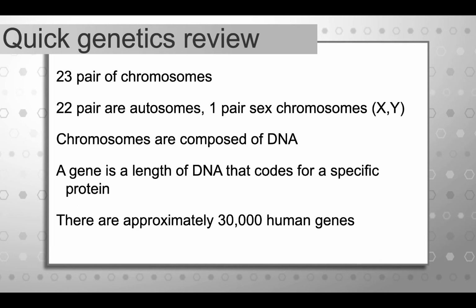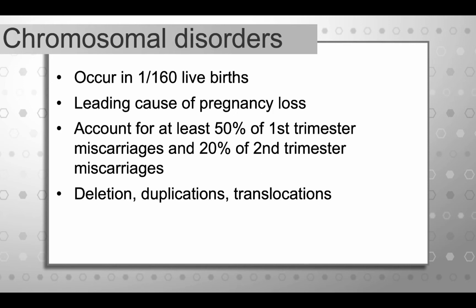Chromosomes are composed of DNA, and a gene is a length of DNA that codes for a specific protein. There are approximately 30,000 human genes, and we're learning lots and lots about genomics. As we speak, it's an exploding area of study. When we think about our different pairs of chromosomes, and really all of the DNA and genes that we have, there is an enormous possibility for something to duplicate or be missing, and for something to go wrong when we're developing.